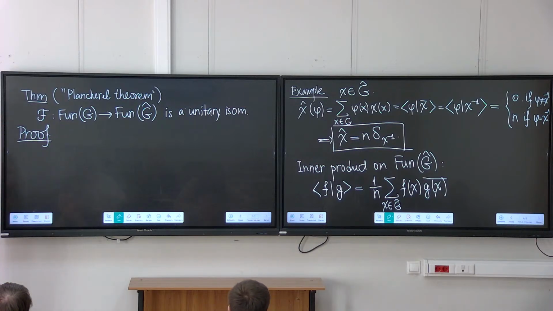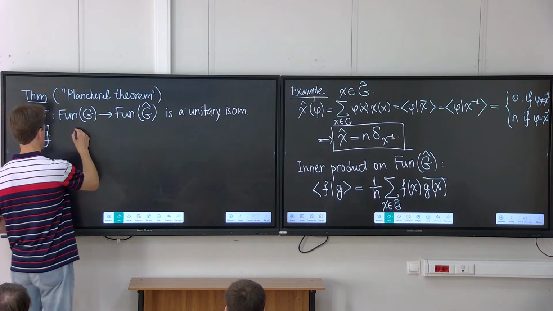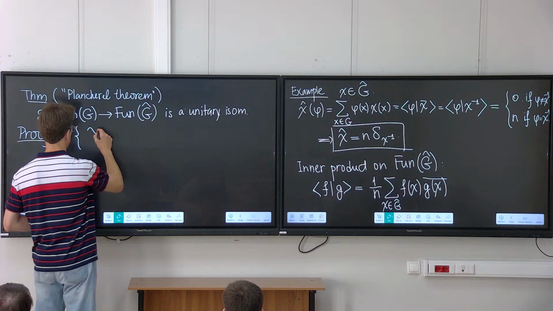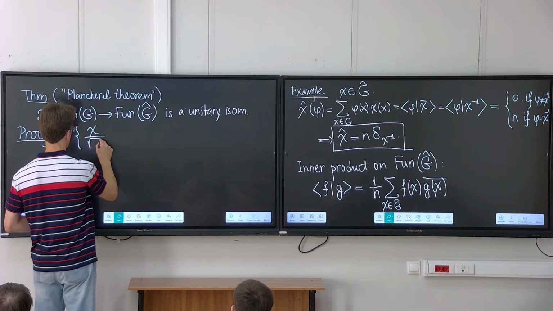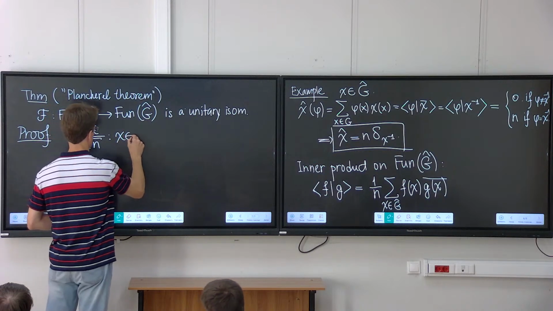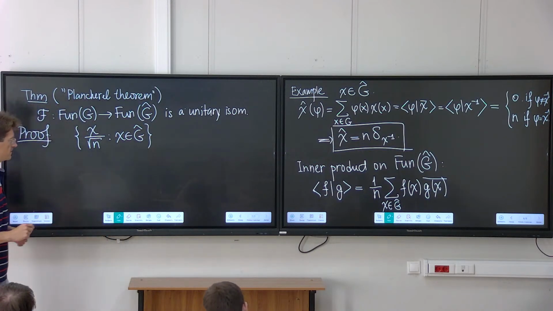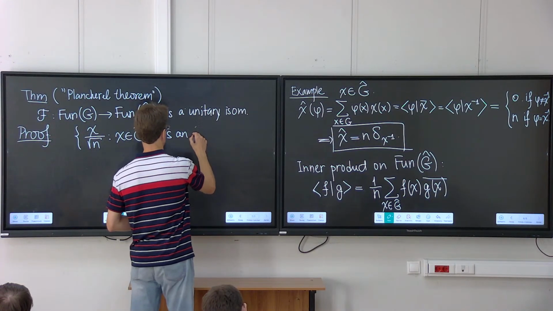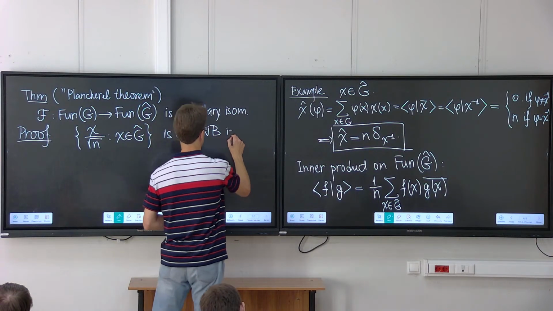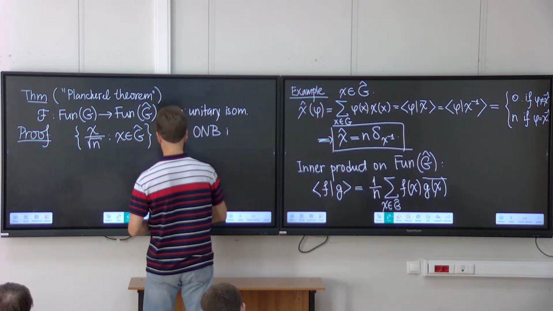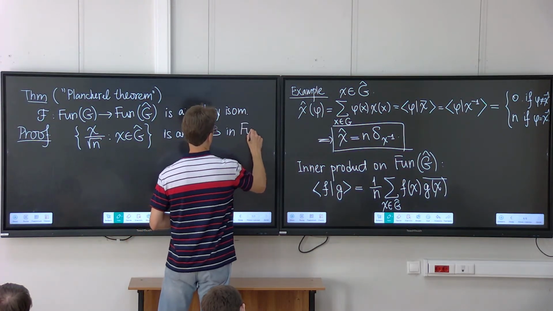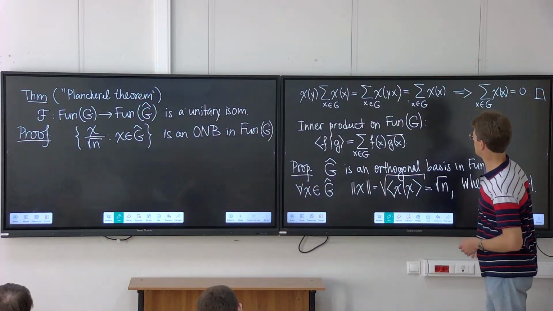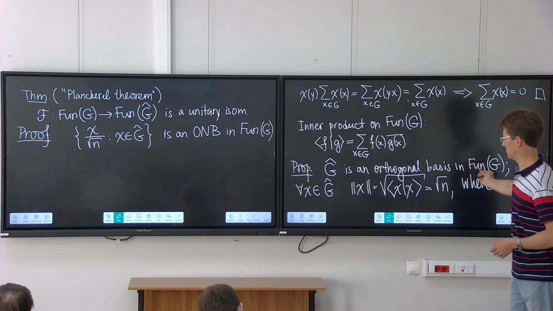The proof is very easy because we already know that if we consider all the characters of G and divide every character by the square root of n, then we get an orthonormal basis in the space of all functions on G. This follows from this proposition.